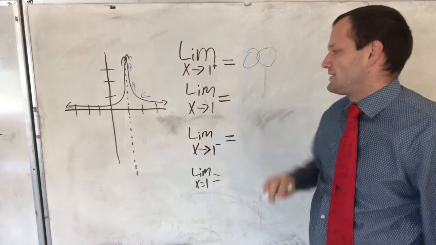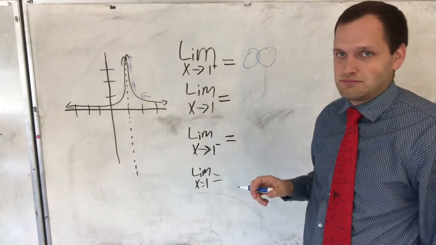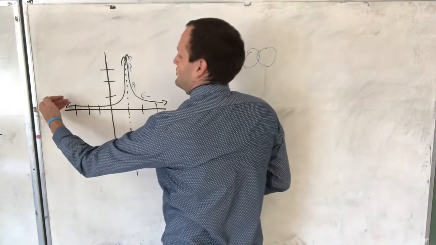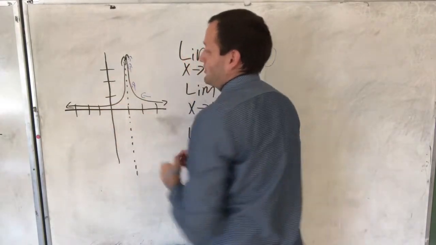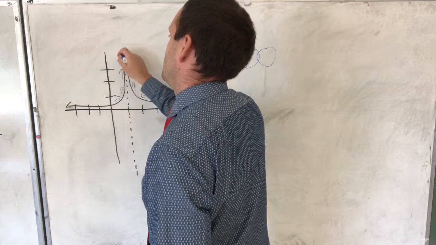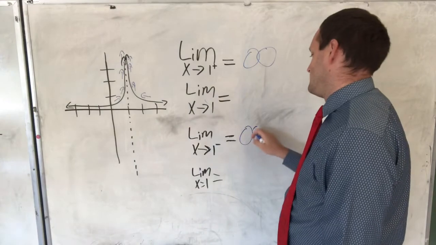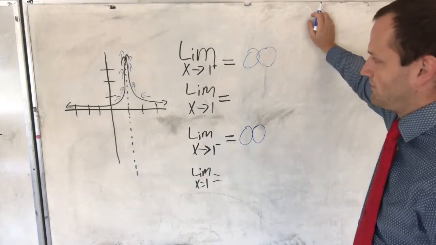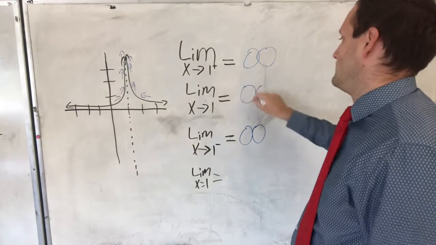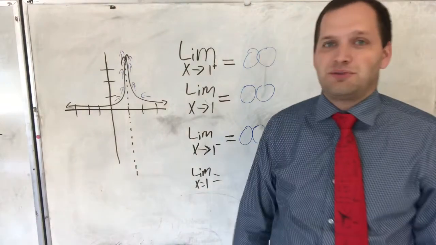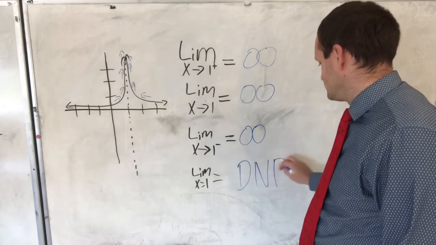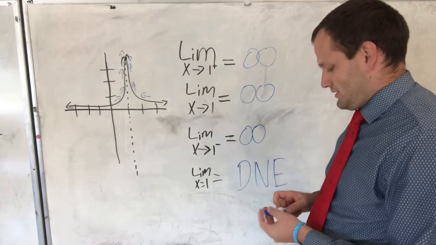The limit as x approaches 1. Well, before we do that, let's do x approaches 1 from the negative side. Well, as we approach 1 from the negative side, looks like we're also going up and up and up. So we're also approaching infinity. Okay. So what would my limit be as I approach 1? Well, the limit is infinity. However, what is the answer at x equals 1? Nothing. It doesn't exist. Okay. There is no answer at x equals 1.